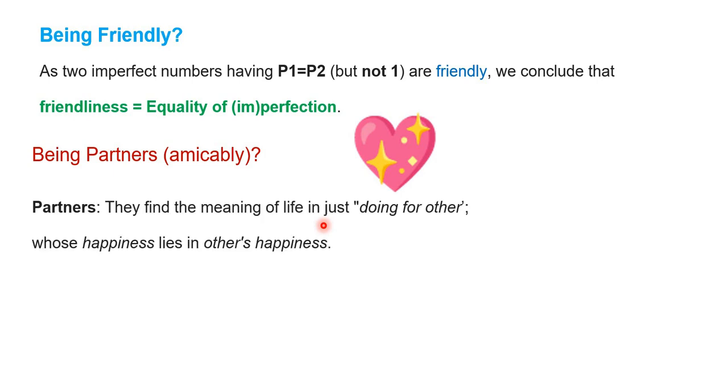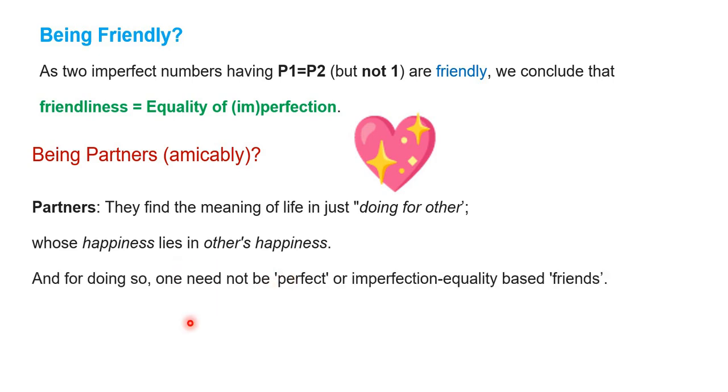So let us see partners. What kind of persons are partners? They find the meaning of life in just doing for others, whose happiness lies in others' happiness. And for doing so, one need not be either perfect or have perfection-based equality or be friends.